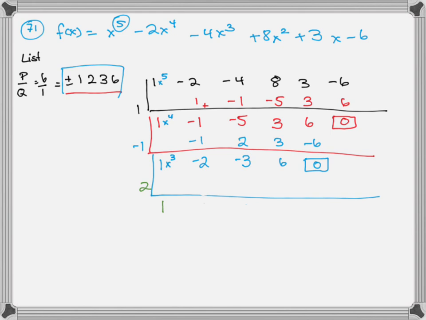So 1 times 2 is 2. 0, 2 times 0 is 0, minus 3. Oh, what do you know? 2 worked. Okay. See how this worked? Beautiful.